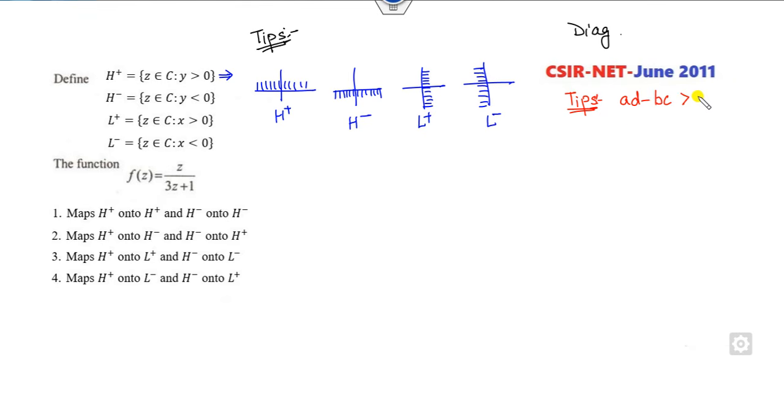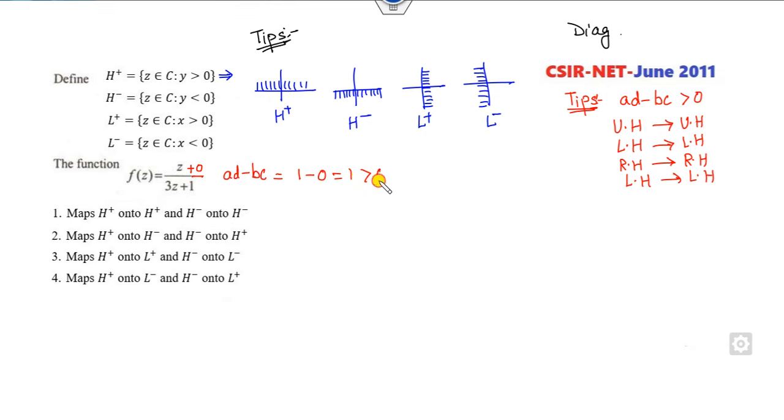Fine. Then what is the tip I had told you? If ad minus bc is greater than 0, then the upper half will map onto the upper half, the lower half onto the lower half, the right half onto the right half, and the left half onto the left half. Now what is ad minus bc? I can write this as z minus 0, so ad minus bc is 1 minus 0, which is 1, greater than 0. So this is my upper half. Is there any other upper half? No, because this is the upper half and the lower half both. So H positive maps onto H positive itself, and H negative maps onto H negative.